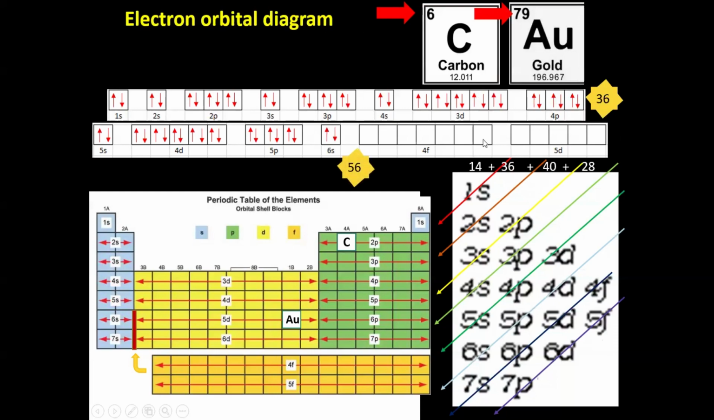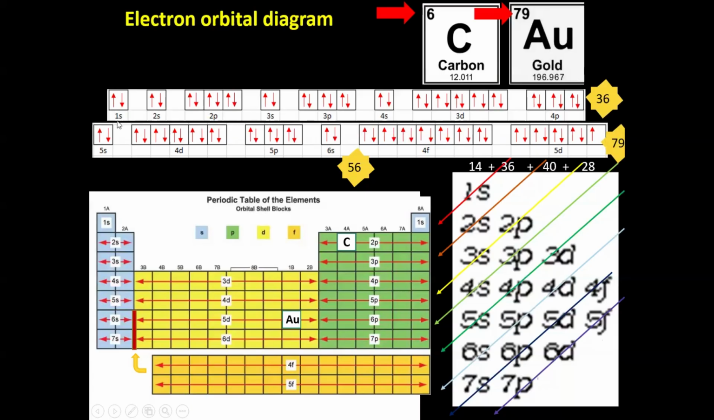This is 7 boxes with 2 in each one, which will be 14 more. So that makes 70. And then this is 79. So we need to fill in 9 more arrows, 5 up and 4 down. So that gives us 79. So this is the electron orbital diagram for gold.